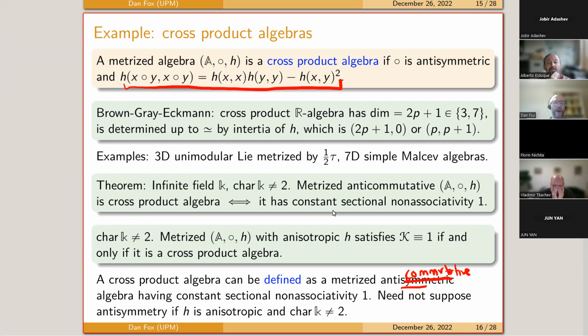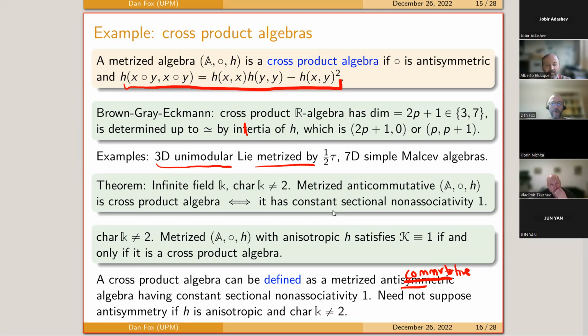And then it was proved by Brown, Gray, Ekman that a real cross product algebra has dimension 3 or 7, and its inertial indices are either positive definite or split. Essentially, split means signature 1, 2, or 3, 4, where I'm writing the plus inertial index first. In general, examples are any 3D unimodular Lie algebra for which the Killing form is non-degenerate. So if you're thinking over R, you're talking about SL2 and SO3. Those are your basic examples. And then the 7-dimensional simple Maltsev algebras, for instance, the imaginary octonions.